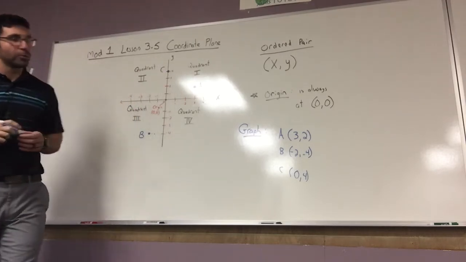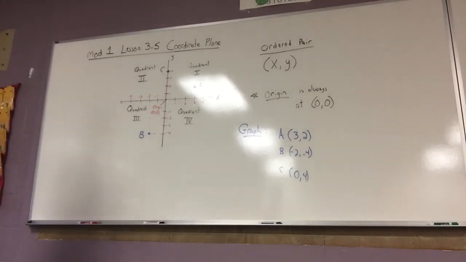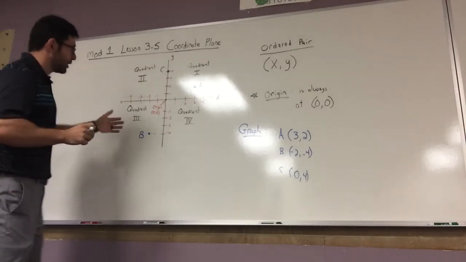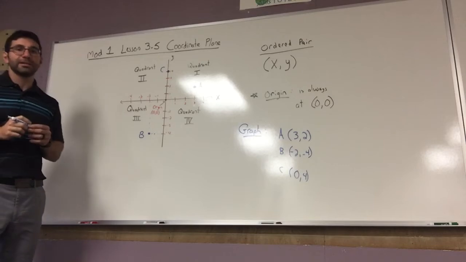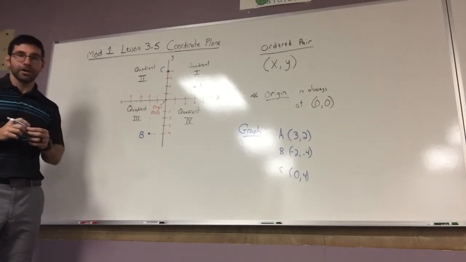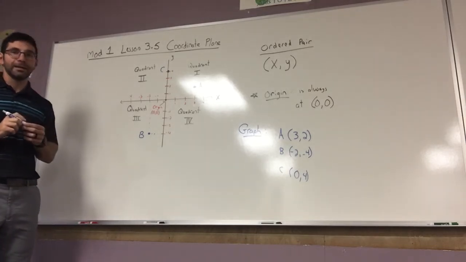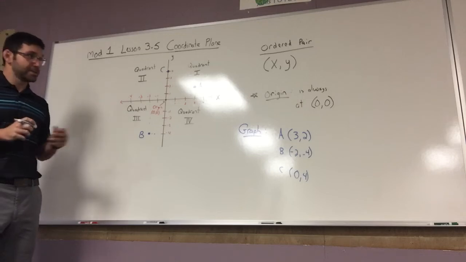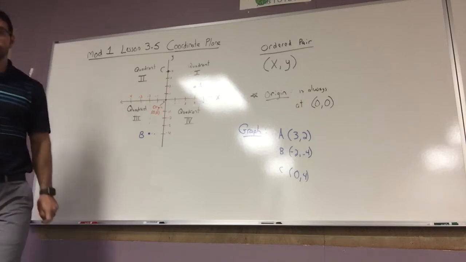So if I ask what point or where is point A, you could say quadrant 1. Where is point B? Quadrant 3. Where is point C? Well, it's not in a quadrant. It's on the y-axis. Very simple, very basic.